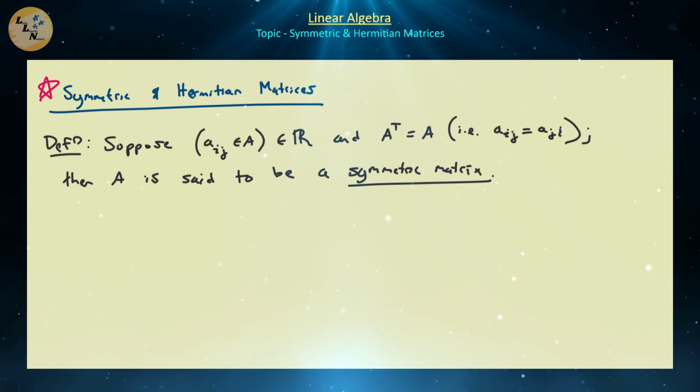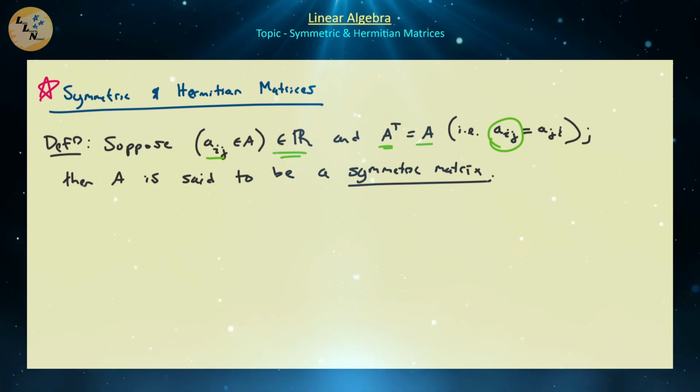Let us first assume that the entries of our matrix A all belong to the set of real numbers, and let's assume that the transpose of matrix A is equal to the original matrix A. That is, if we switch the position in row i and column j, that's the same as row j column i in terms of the values of those elements. That is, Aij is equal to Aji for all i and j in their respective domains.